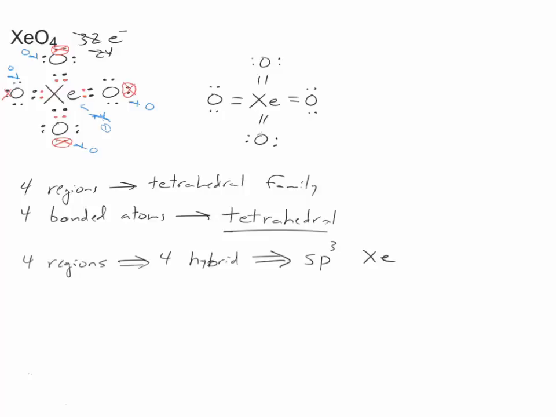Now what about the oxygen? Each oxygen has 1, 2, 3 regions of electrons around it. So 3 regions, and therefore we know that we need 3 hybrids. And what has 3 hybrids? sp2. So each of the oxygens is sp2 hybridized. Great. Now we can move on to our next example.